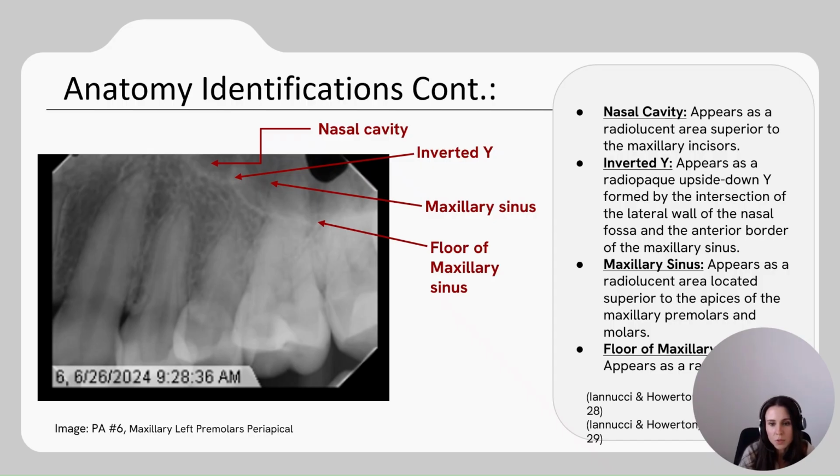It appears as a radiolucent area located superior to the apices of the maxillary premolars and molars. And then right underneath it is the floor of the maxillary sinus, which appears as a radiopaque line.